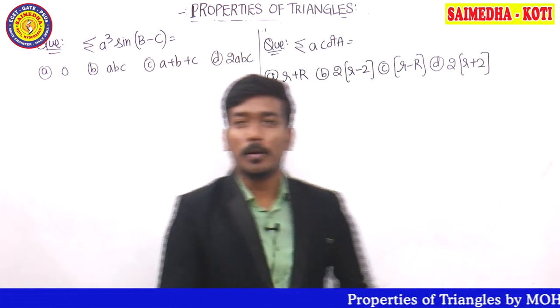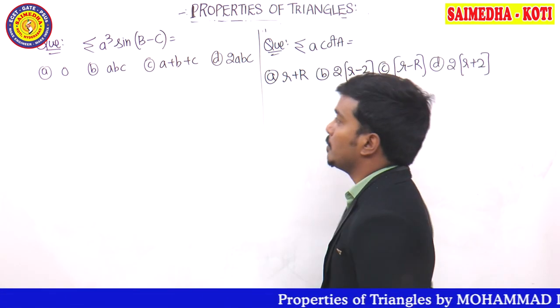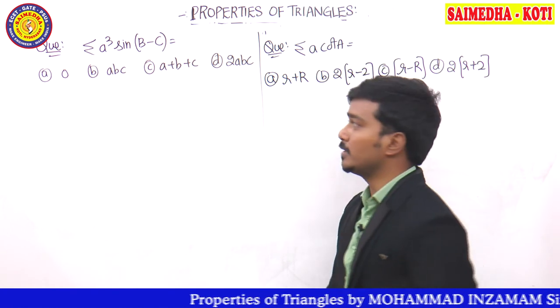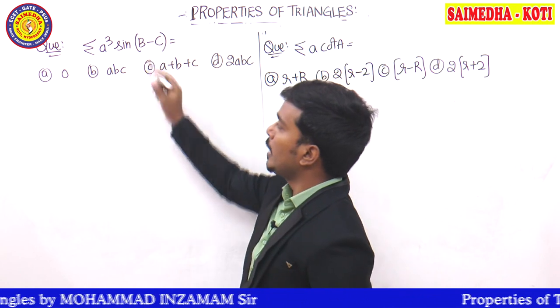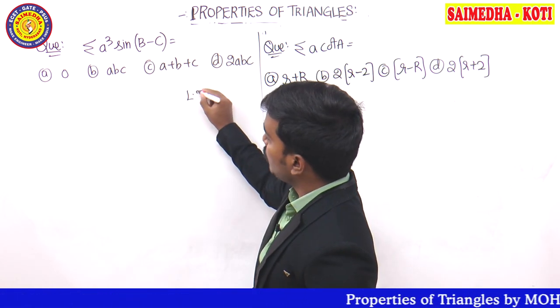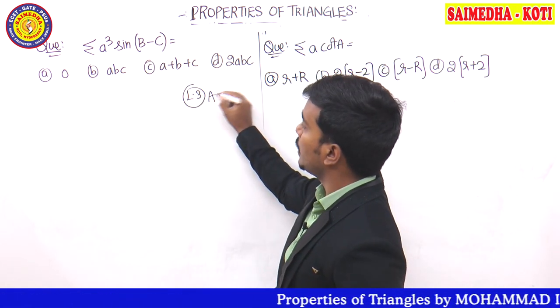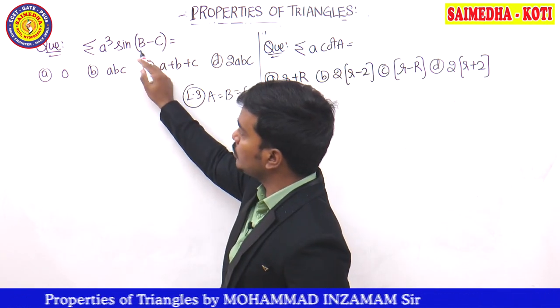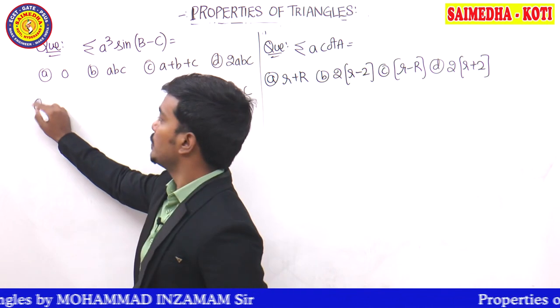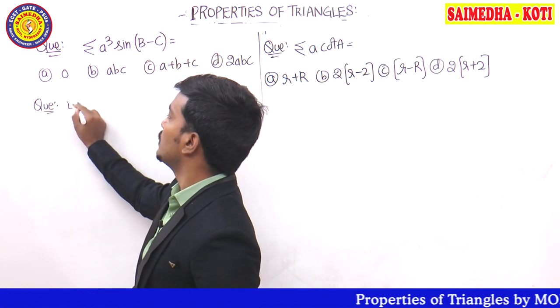Let's continue with the next problem, guys. You can observe the next question, that is sigma A cube sine of B minus C. Very simple question, guys. Within 5 seconds you can get the correct answer. Apply logic 3. In logic 3 we know that angles are equal to 60 degrees. A, B, C are 60. So 60 minus 60 is going to become 0.